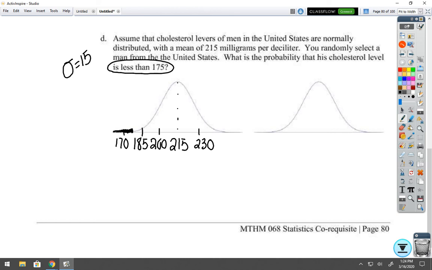Let's do the Z value for this. So let's take a Z statistic. Let's take the 175 data point. Let's subtract the mu value of 215. Let's divide that by what I put in to be standard deviation of 15, and we get negative 2.67. How did I know it was negative? Because the other data point was on the left.